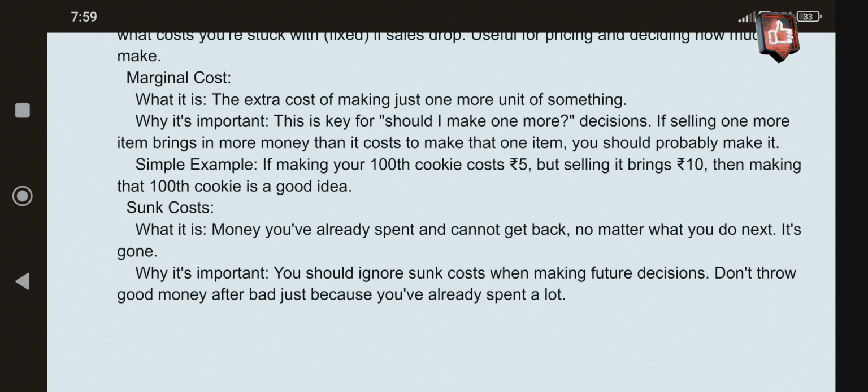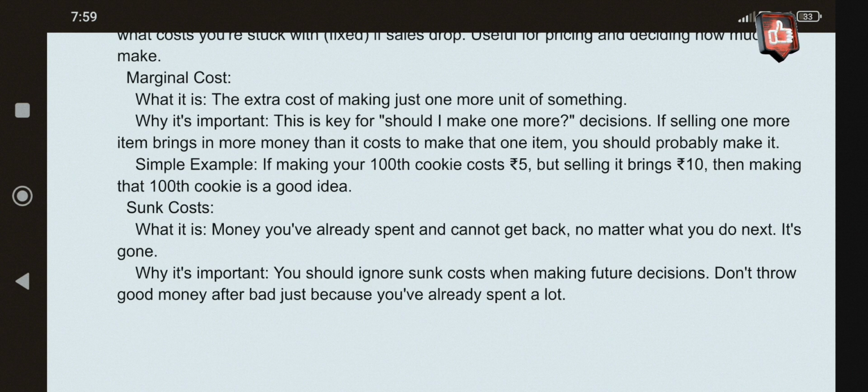Marginal cost. What it is: the extra cost of making just one more unit of something. Why it's important. This is key for "should I make one more?" decisions. If selling one more item brings in more money than it costs to make that one item, you should probably make it. Simple example: if making your 100th cookie costs 5 rupees, but selling it brings 10 rupees, then making that 100th cookie is a good idea.